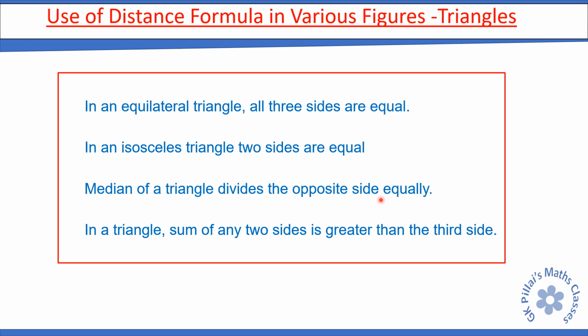Another important fact, in a triangle, the median divides the opposite side equally. So you may have to find the midpoint of the opposite side to prove it is a median with the help of midpoint formula. And the last one, in a triangle, the sum of any two sides is greater than the third side. This you have learnt in your earlier classes, maybe in your 7 or 8. Here, if you find the three sides using the three coordinates, add two sides and it should be greater than the third side. You have to do that 3 times. So this may come in your exam as an MCQ question. So be ready for that also.